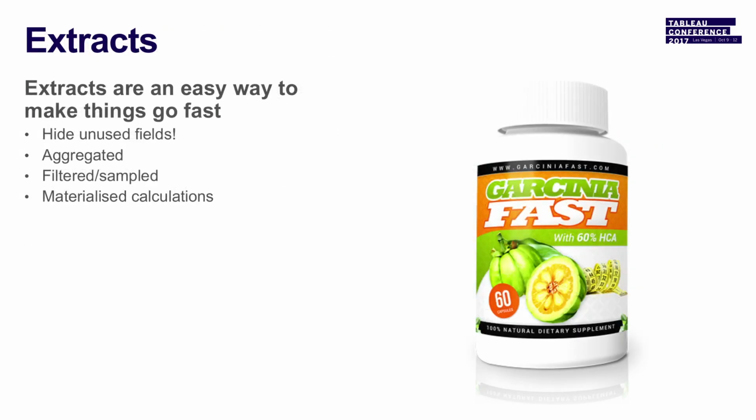Extracts are an easy way to make things go fast, but when you do it, don't just blindly turn extracts on. Think about using aggregated extracts. Think about filtering and sampling in here. And understand that when you use extracts, we can materialize calculations if they are row-level calculations. So there's a lot of things that we can think about when we turn extracts on, so we need to use them wisely. Again, there's a whole section in the white paper about this.